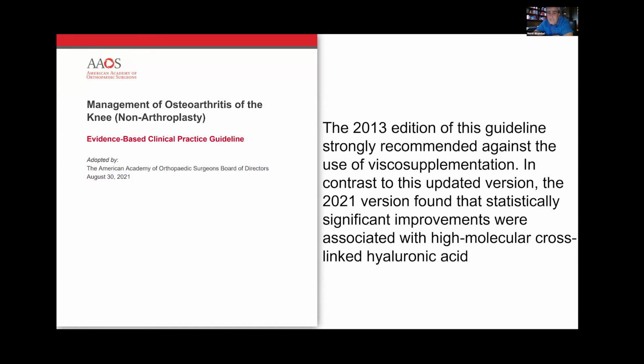And here's what the American Academy writes. The 2013 edition of this guideline strongly recommended against the use of viscosupplementation. In contrast to this updated version, the 2021 version found that statistically significant improvements were associated with high molecular weight cross-linked hyaluronic acid. Bit of a shift, but again, they kept their fundamental statement, which is all hyaluronic acid, not necessarily, but there certainly may be now a role. So they've pivoted here. Thoughts on that from your perspective?